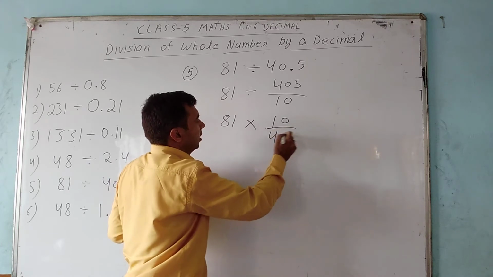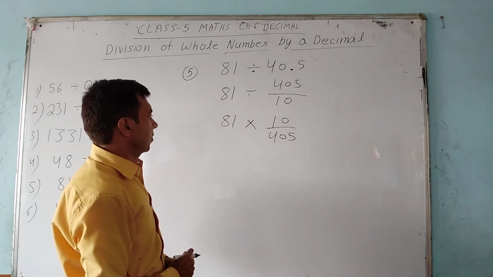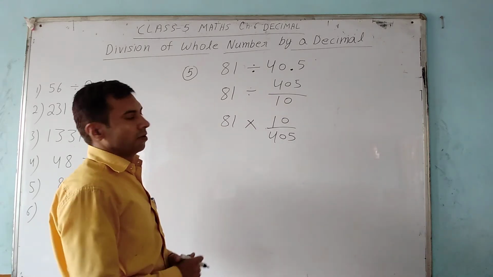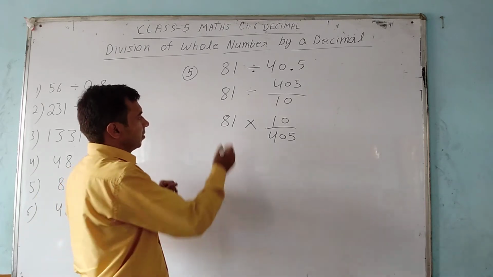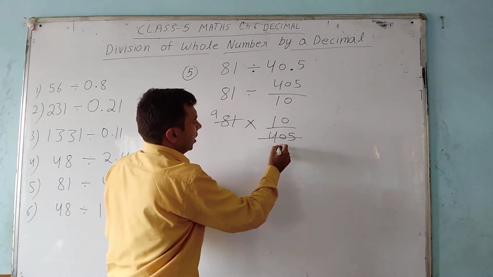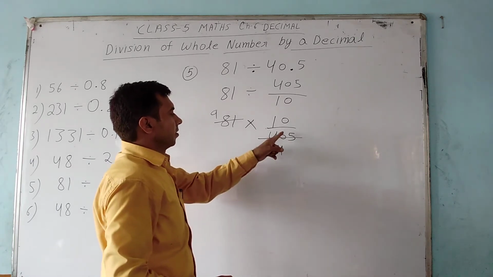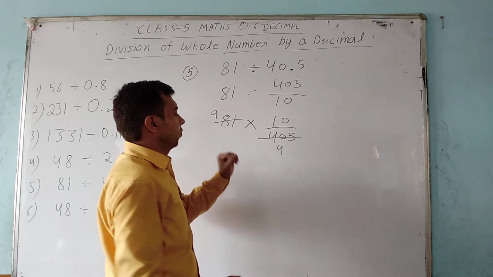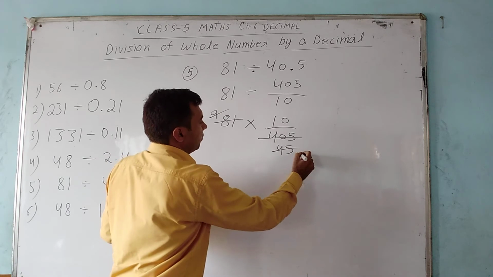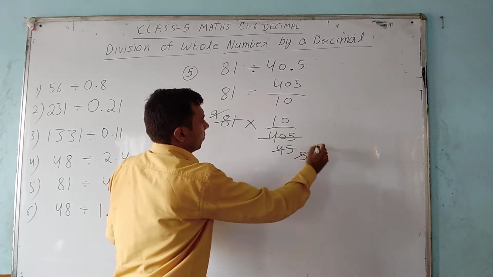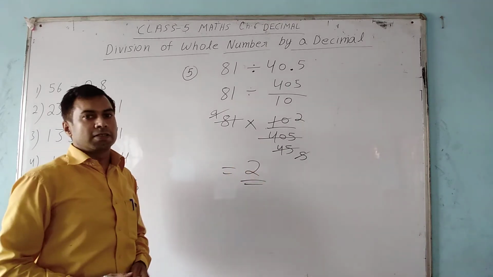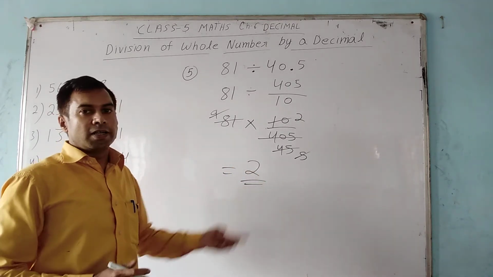10 by 405. Now student, we can cut this 81 and 405 by 9. See here, 9 9 81, 9 4 36, 10 minus 6 4, 5, 9 5 45. So 5 to 10. So this 2 is our answer.